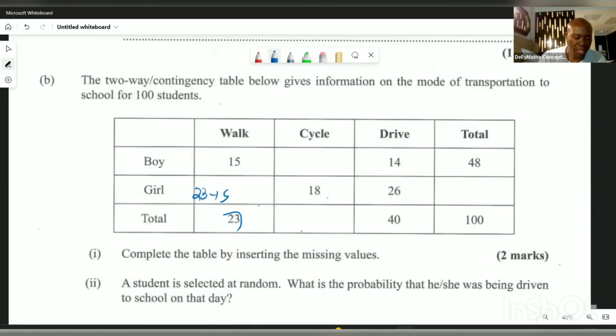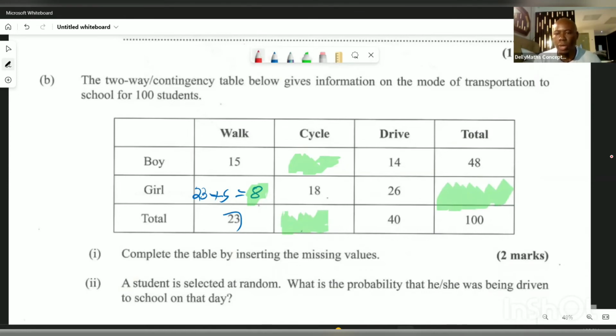So we want to say 23 minus the 15, and we realize that we have an 8 right here. Let me just highlight my 8. So that's the 8 for that. And then now we want to find out some spots for that. All right, so we want to know what goes there.